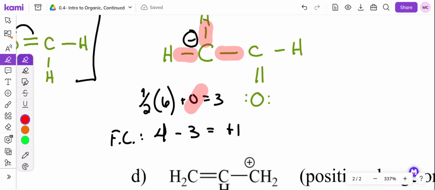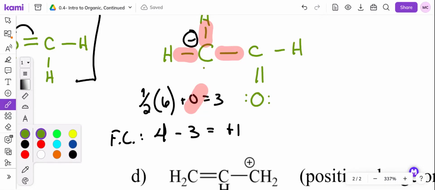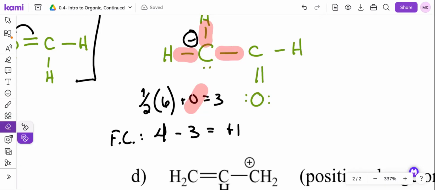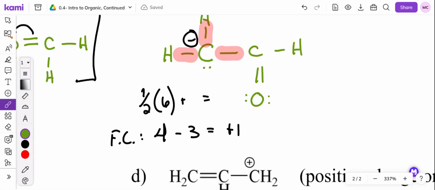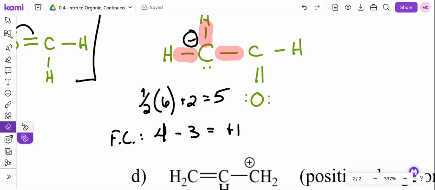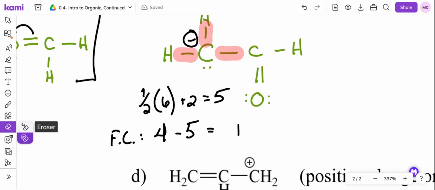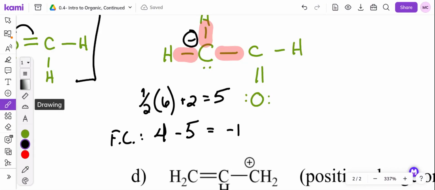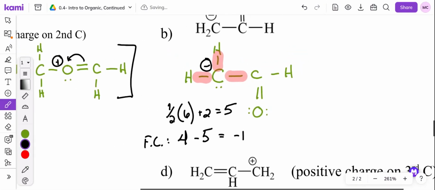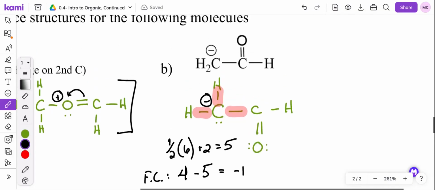And so by looking at the negative charge, I'm going to have to put a pair of electrons here. If I do that, let's now recalculate and see what this value is. So the single bonds remain the same, plus I have 2 electrons. So 1/2 of 6 is 3 plus 2 gives me 5. And then 4 minus 5, that plus charge changes into a negative charge. So now I have my structure drawn correctly as represented up here.